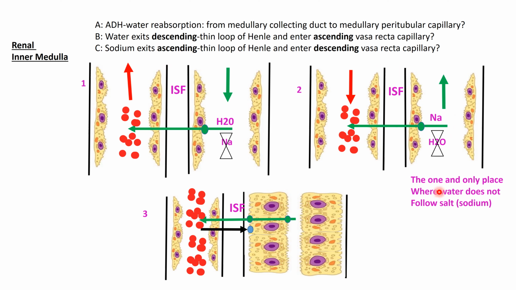And this is a little note for you that this is the one and only place in the body where water does not follow salt or sodium. This is key to making different concentration of urine. And again, I wanted to show you what countercurrent really means. It means if the urine is going down, the blood is going up. If the blood is going down, the urine is going up. This is what's called countercurrent. And this is a repeat of the ADH water reabsorption in the papillary duct of Bellini.